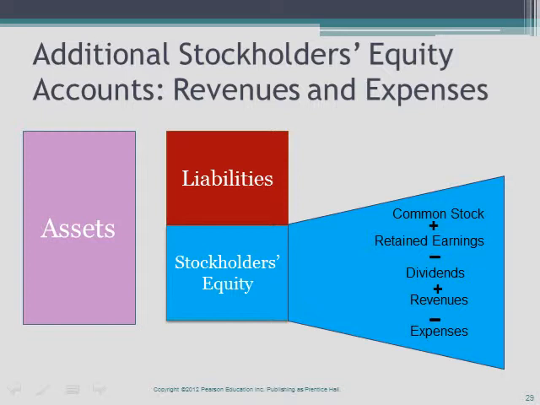Stockholders' equity also includes the two categories of income statement accounts, revenue and expenses. Revenues are increases in stockholders' equity that result from delivering goods or services to customers. Expenses are decreases in stockholders' equity due to the cost of operating the business. Therefore, the accounting equation may be expanded. Revenues minus expenses equals net income, which increases stockholders' equity. If expenses exceed revenues, there's a net loss, which decreases stockholders' equity.